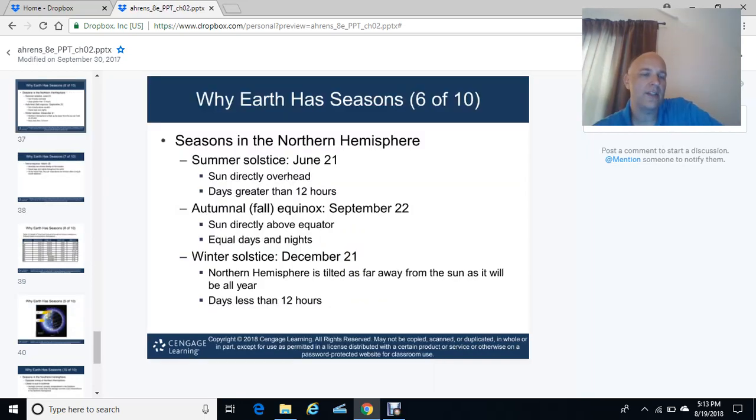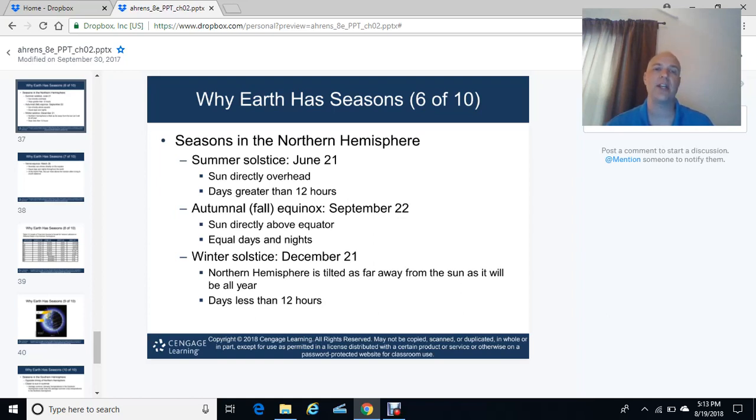Some major points, some major dates to point out for you to remember. The summer solstice is June 21st. This is when the sun is most directly overhead in the sky. We have daylight greater than 12 hours. Typically, June 21st in the northern hemisphere is our longest day of daylight, the longest amount of daylight we have in one day in the whole year.